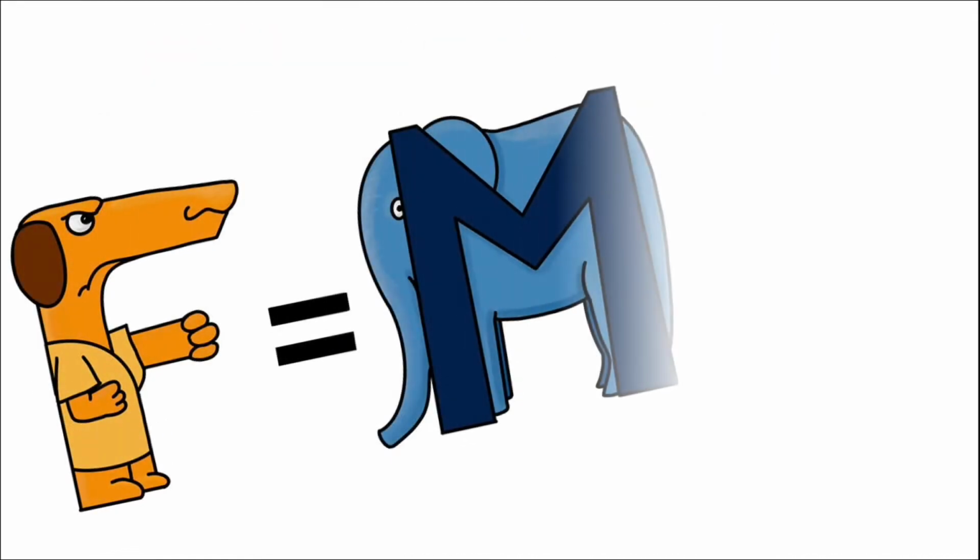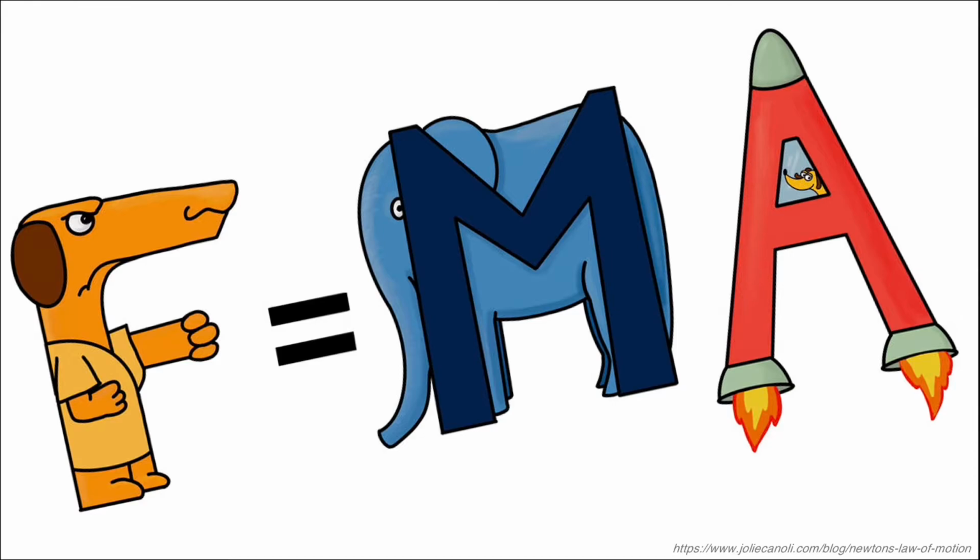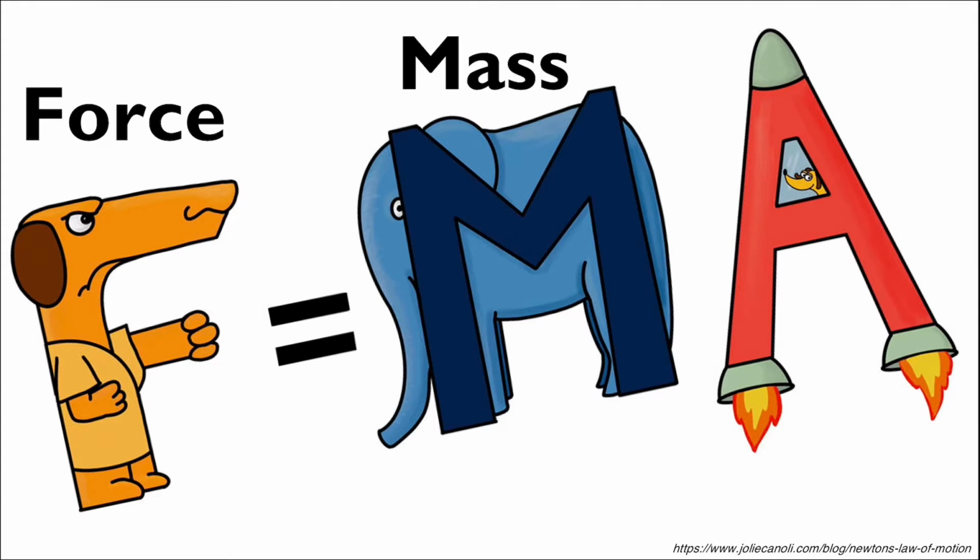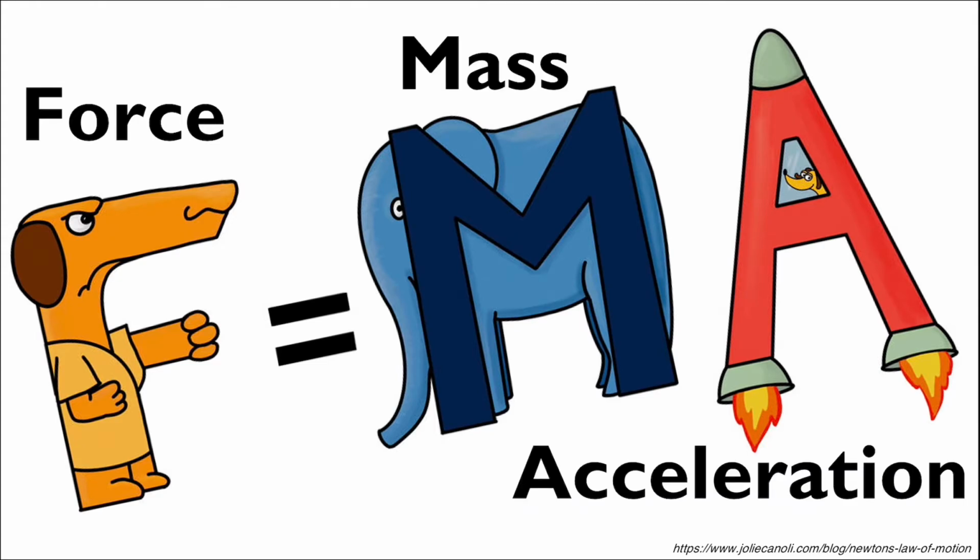This artwork, featured in an article from author Jolie Cannoli's blog, Jolie Cannoli and Friends, is an easy reminder of what each of the variables in Newton's second law represent: force, mass, and acceleration. In our next video, we'll take a closer look at how to use this equation with some examples, but first, let's finish up Newton's laws.